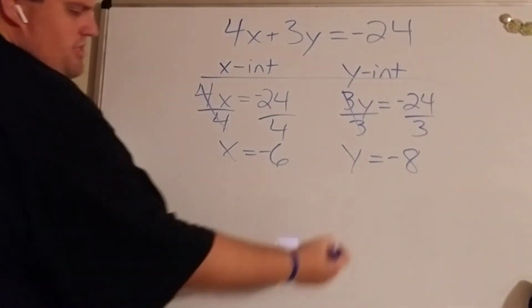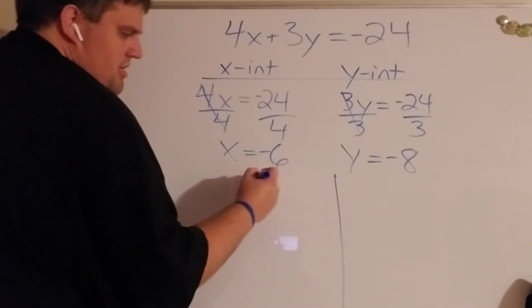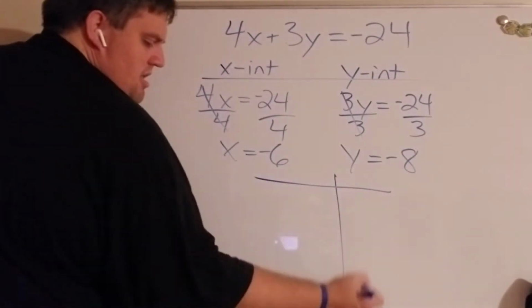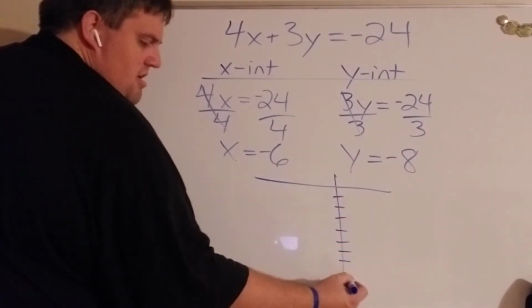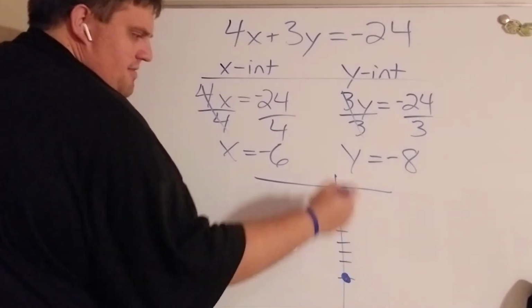So this thing is going to have a, let's see if I can fit it, 1, 2, 3, 4, 5, 6, 7, 8. Y-intercept at -8.